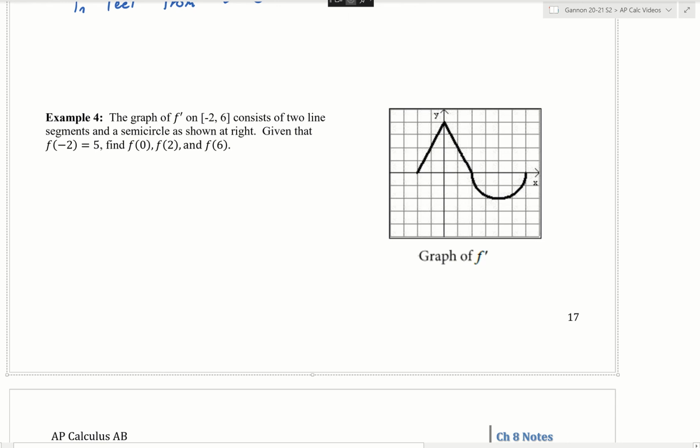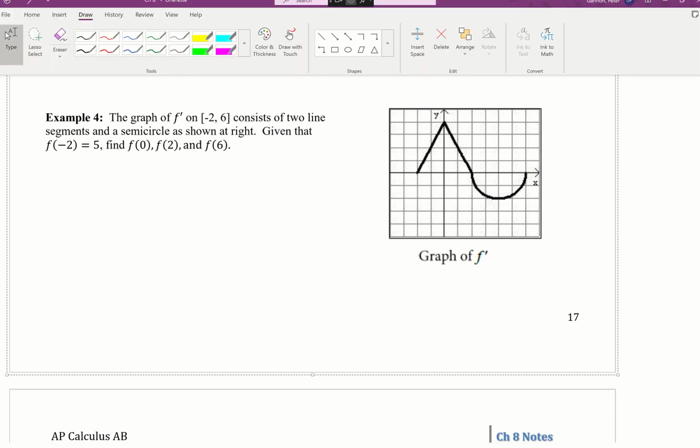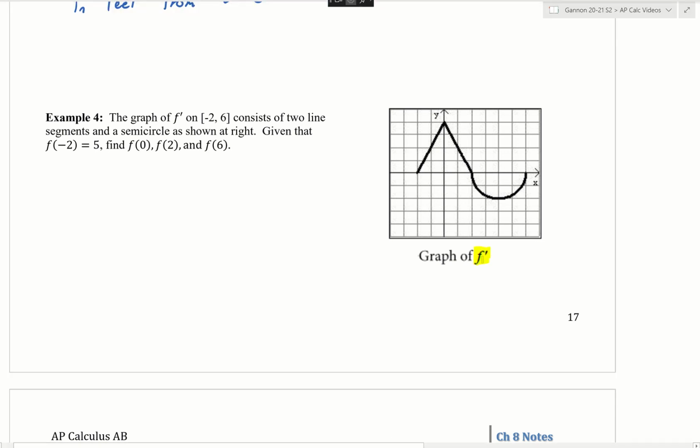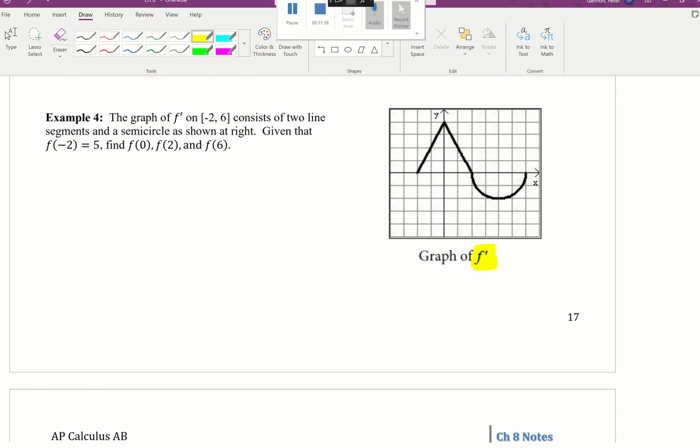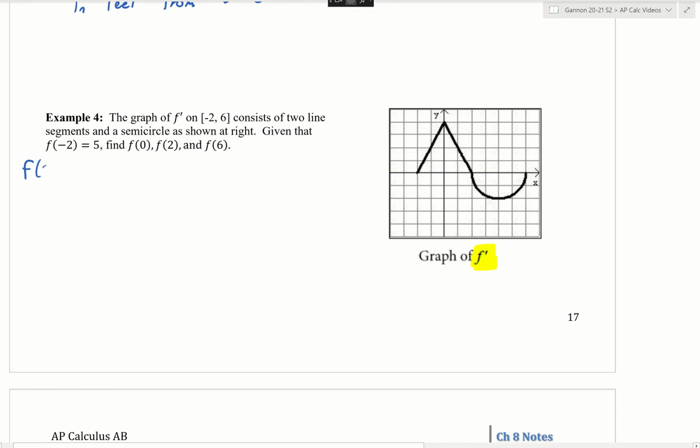So one thing that's kind of important is you understand that this is the graph of f prime. So we're looking at the derivative, the rate of change of f. If we integrate a rate of change, we get the amount of change. So starting with f of 0, we can find f of 0 if we take this starting value, right? This basically is our initial value, or the starting value.